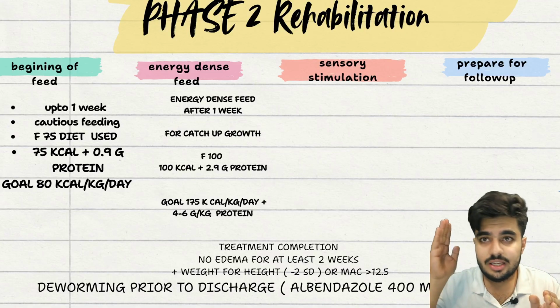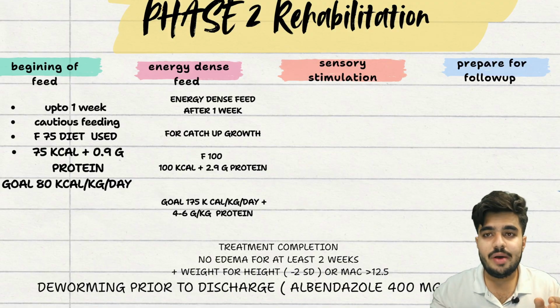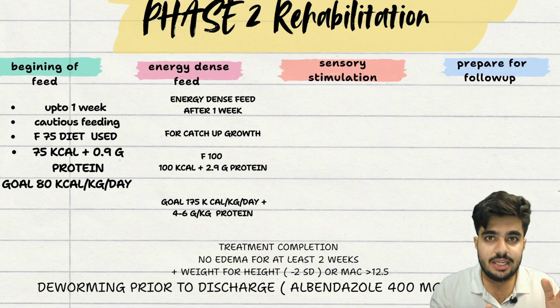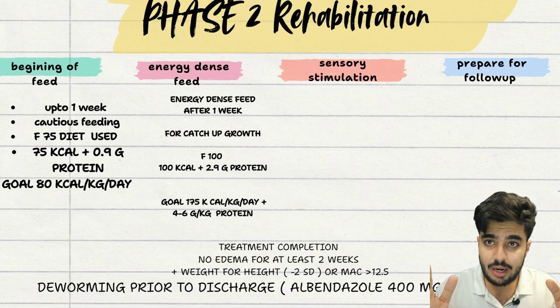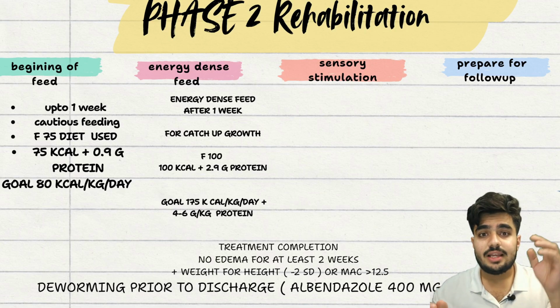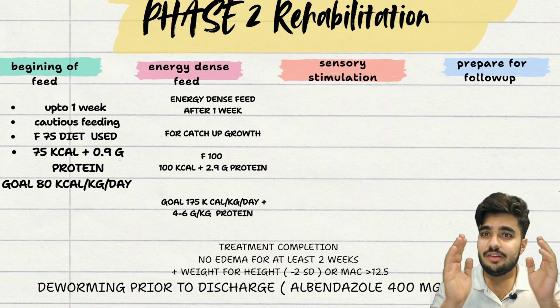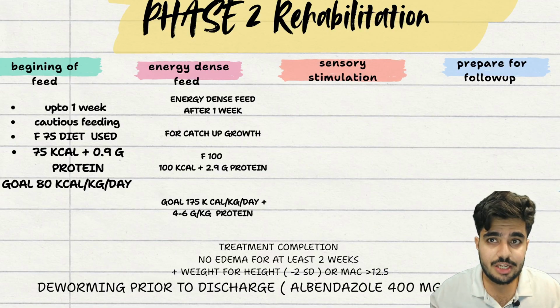Uncomplicated, we're going to deal with on an OPD basis. It will be supervised home management. If it is complicated, we're going to have the hospitalized management. Hospitalized management is divided in two parts. First is the stabilization phase. Second is our rehabilitation phase. In the first phase, we're going to manage all the complications.